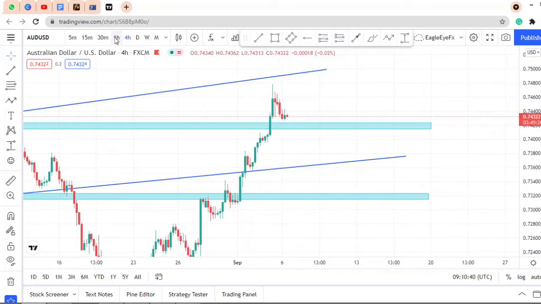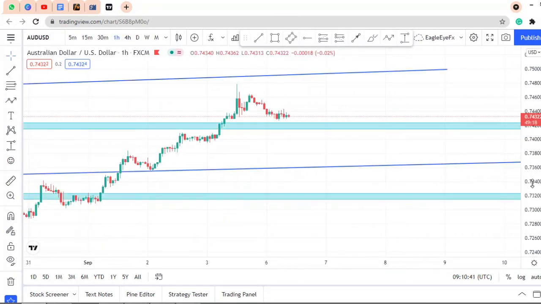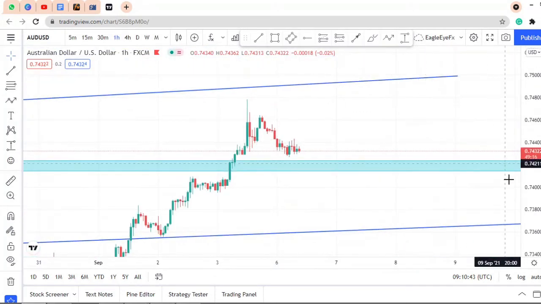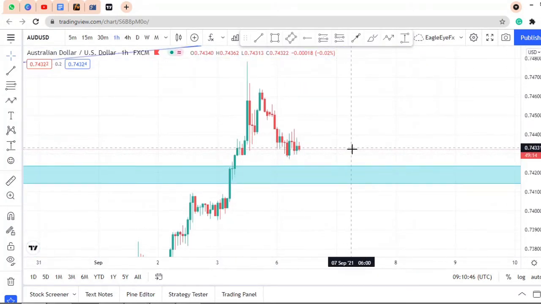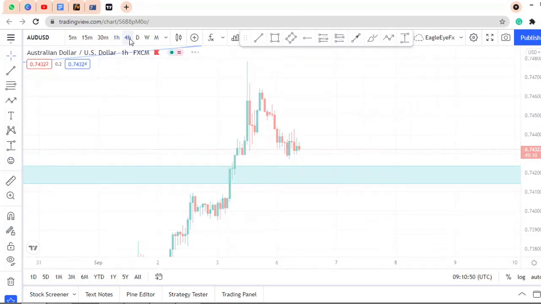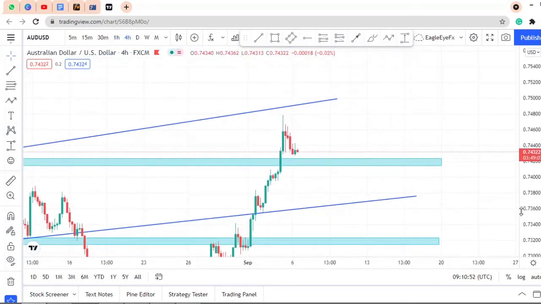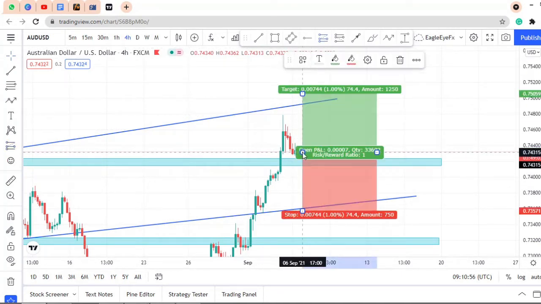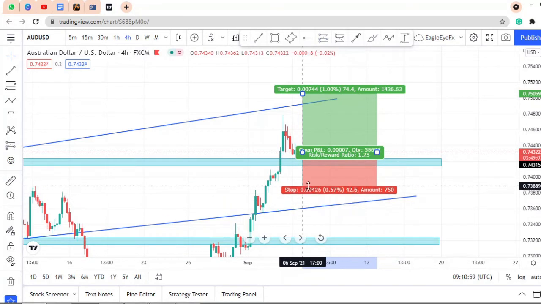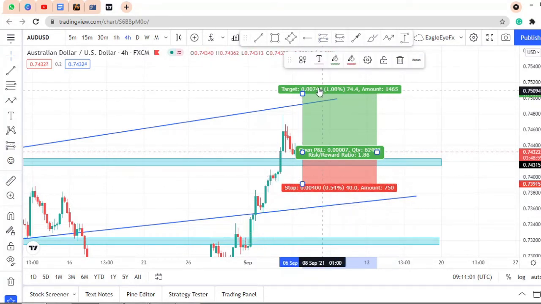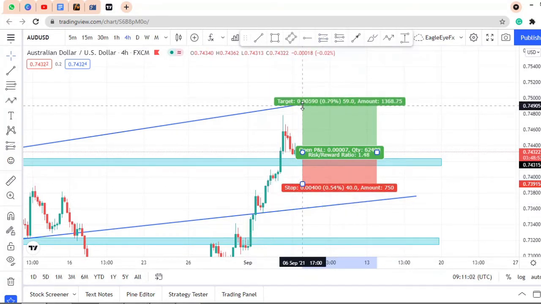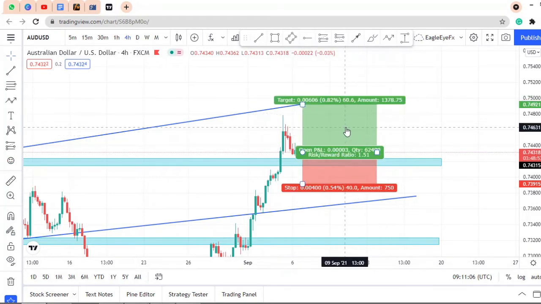And I can see also some pin bar. Let me look at the 1 hour time frame. Yeah, from the 1 hour time frame you can see here, I'll be interested in buys here. I'll just enter my buy here, put my stop loss just below this level here, and then target this place here, 1.5 RR.